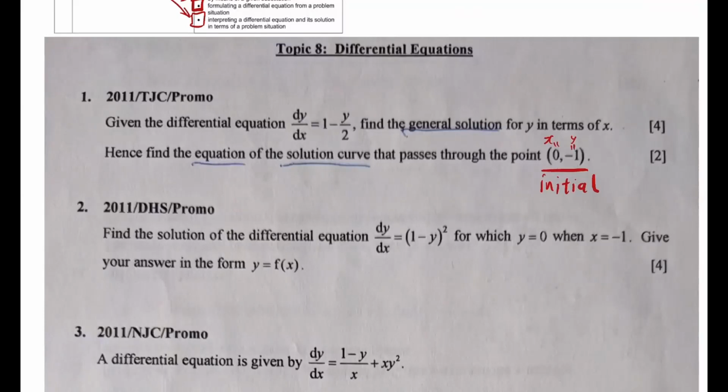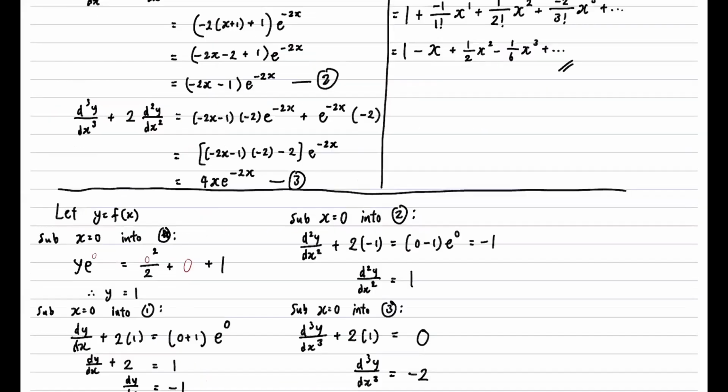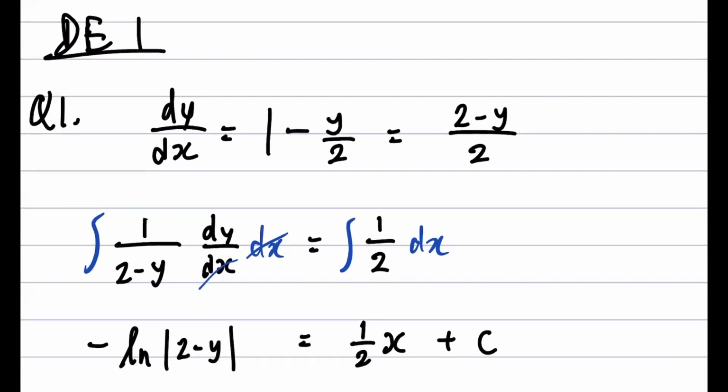So let's begin. Let me just show you my working that I've done previously so I can save a little bit of time. What you start off with is this: dy by dx equals 1 minus y over 2. You can combine it into 2 minus y over 2. Is this part okay? Yeah, this one okay.